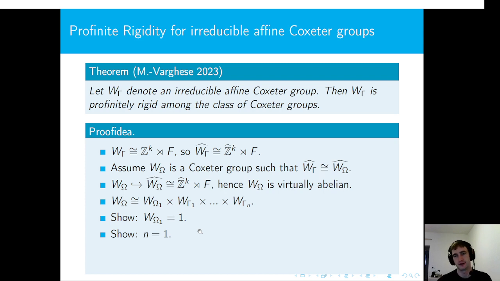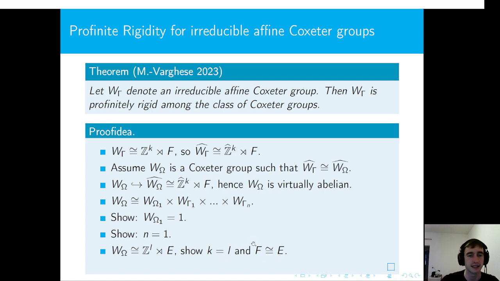But if you're careful and think about this for a while after the reduction with the abelianization, you can really see that this n actually has to be equal to 1. And then, okay, we know W omega is a semi-direct product, Z to the L, with a finite group E now. And then you use arguments from group theory, essentially, which is not too easy to do, by the way, but you can do this and show that, well, K is equal to L and F is isomorphic to E.